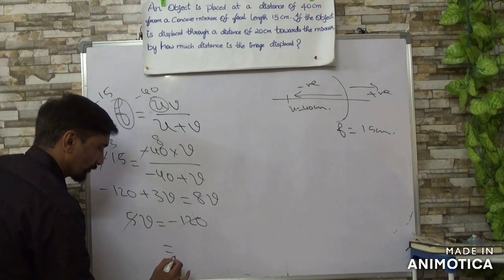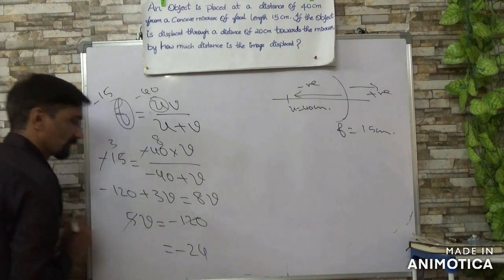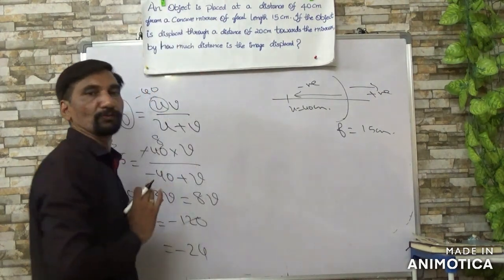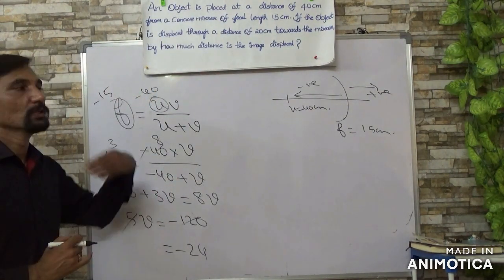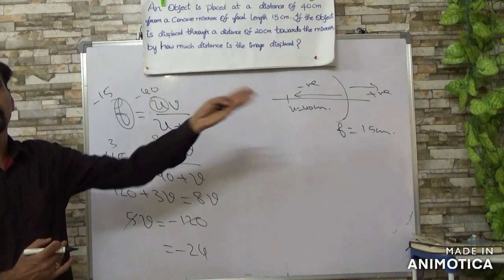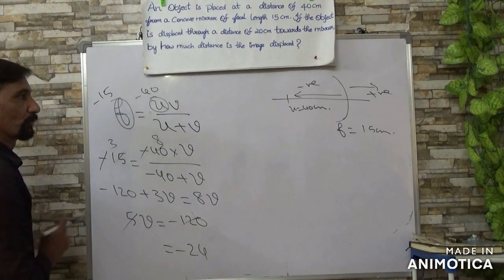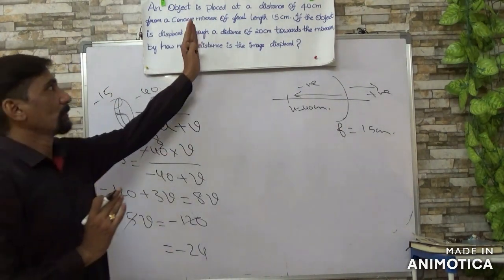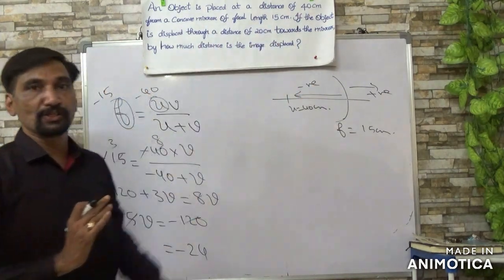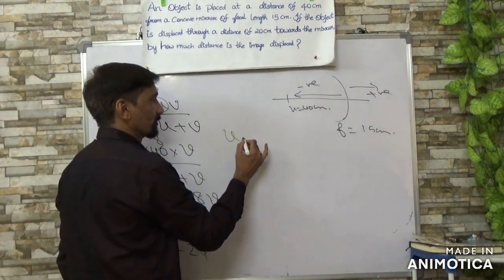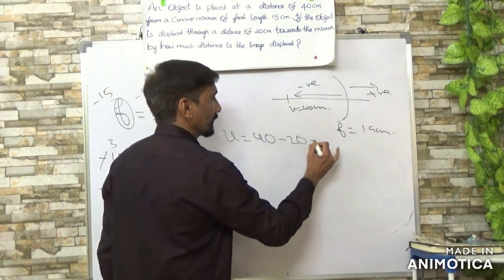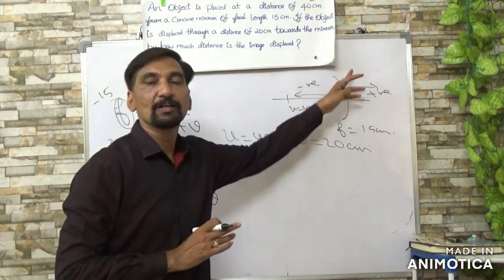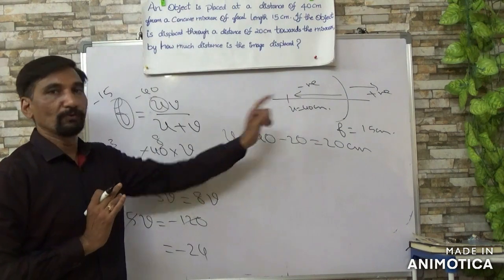Divide, so v is minus 24. Negative indicates the image is forming in front of the mirror. If you get positive, we say it is behind the mirror. So minus 24 says the image is formed in front of the mirror. Now they are saying the object is moved towards the mirror through a distance of 20 centimeters. Earlier it was 40, so 40 minus 20, now the object distance becomes only 20. But there is no change in the focal length of the given mirror.